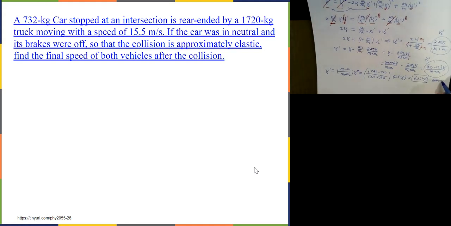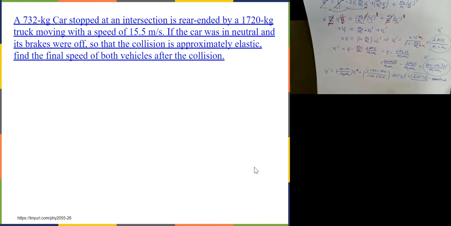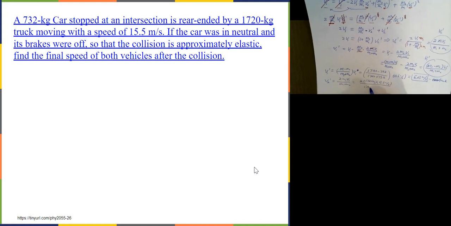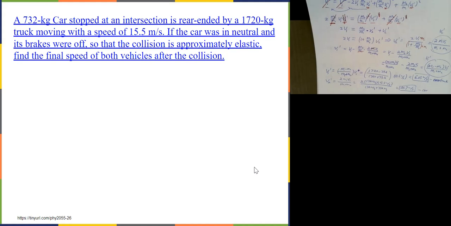Sorry, the truck is object one, and then for the car, V2 prime is going to be 2 times M1 V1 divided by M1 plus M2. So 2 times M1, the 1720 kilograms, times the 15.5 meters per second, divided by 1720 kilograms plus 732 kilograms. That would be 21.7 meters per second. So this is the speed for the car after the collision.